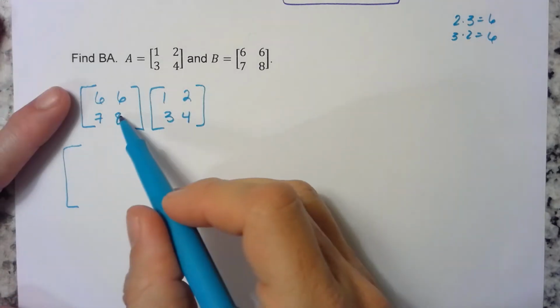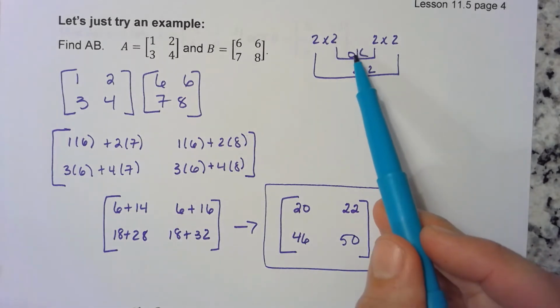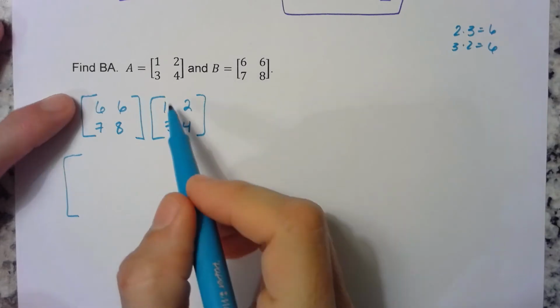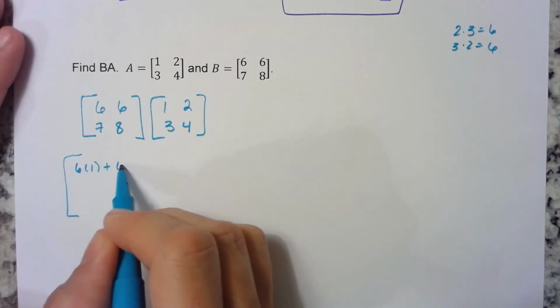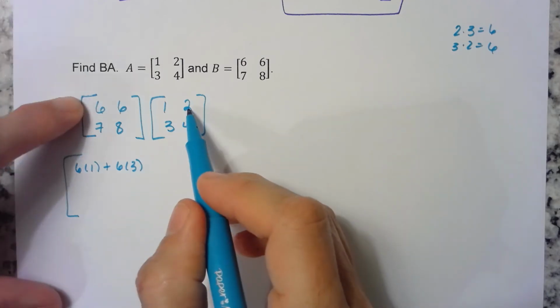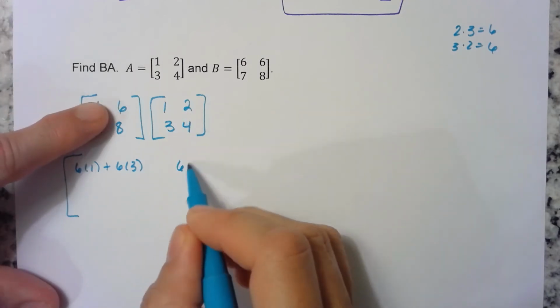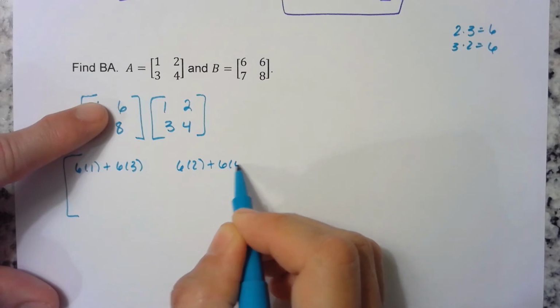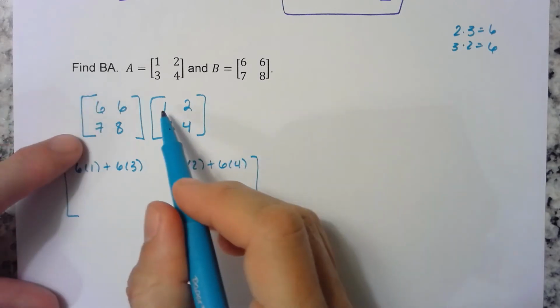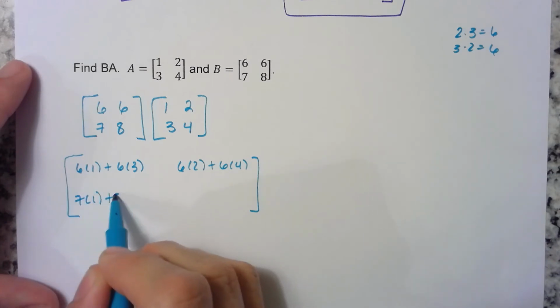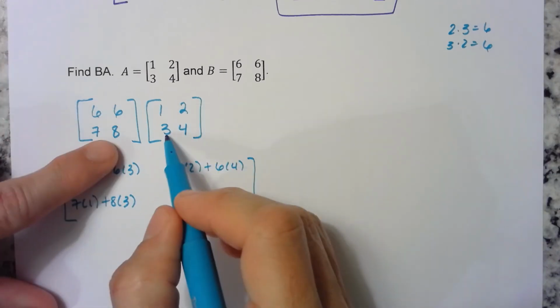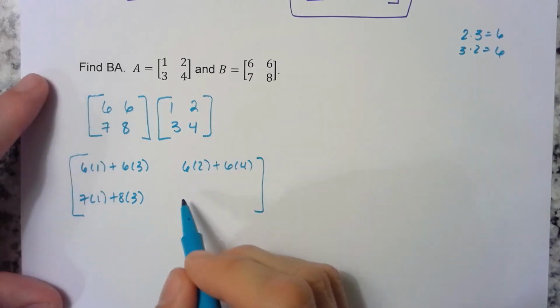So we have a 2 by 2 and a 2 by 2. So it follows the same rules. We can multiply them. We're going to end up with the 2 by 2. So we have 6 times 1, 6 times 3. 6 times 2, 6 times 4. 7 times 1, 8 times 3. And 7 times 2, 8 times 4.